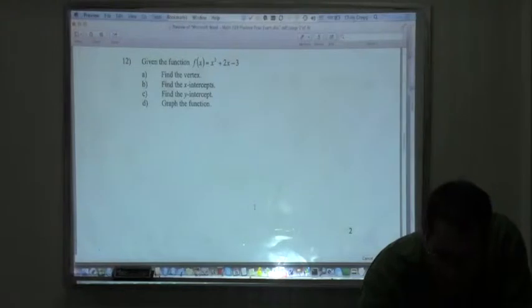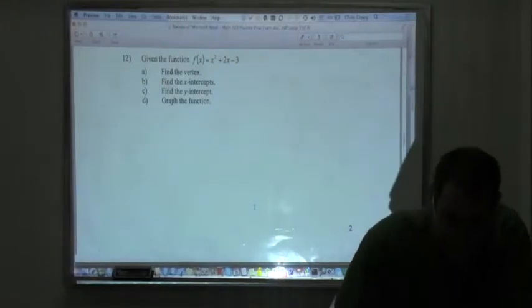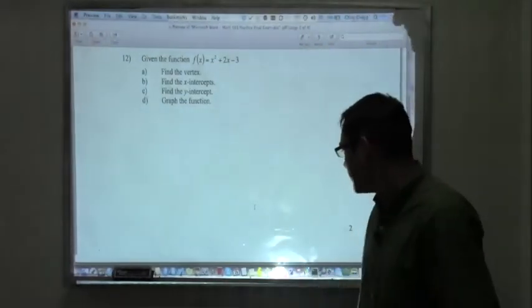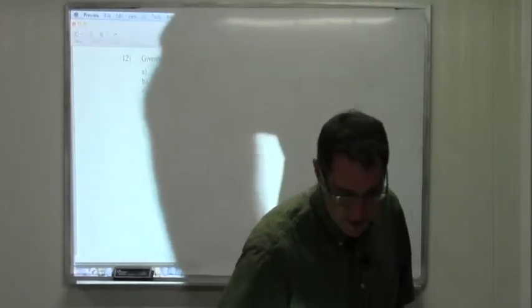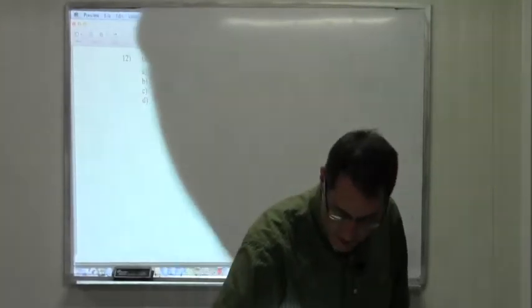Oh, no. Not this one again. This one: graph the function, find the vertex, etc. All right, where'd my pen go? There it is. Okay, so we'll take a look at this one.